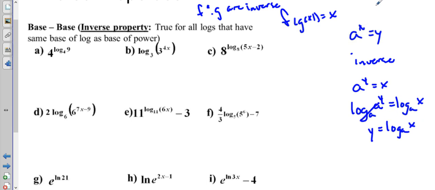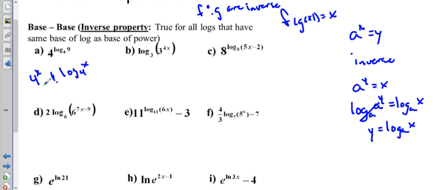Kind of like when you subtract 2 minus 2 equals 0. Log base a of a to the y cancel out, left with that. All right, so for example, let's just go through. In the same way, if I went the other way, right here, we have 4 to the log base 4 of 9. Well, 4 to the x and log base 4 of x are inverses of each other.